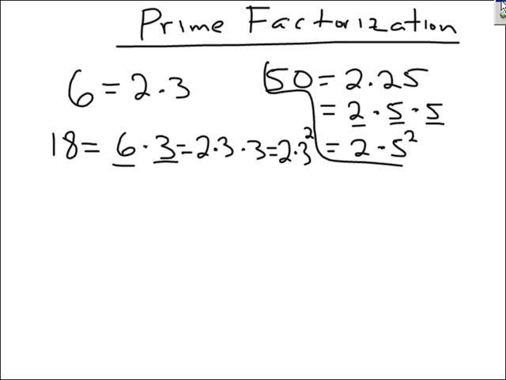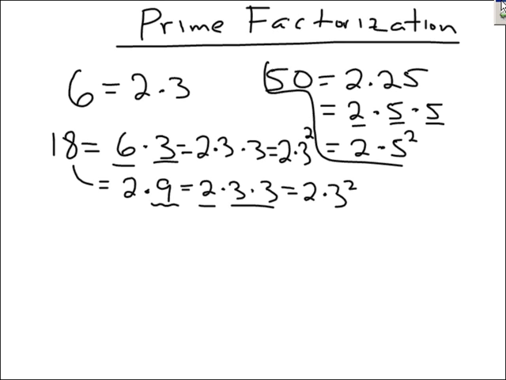Or I could have recognized 18 as 2 times 9. 2 is prime. It stays. But 9, that's 3 times 3. And those 3's are prime. Well, we get the same answer, 2 times 3 squared. The way you get the prime factorization is not necessarily unique. If you did it this way or that way, they're not the same way.